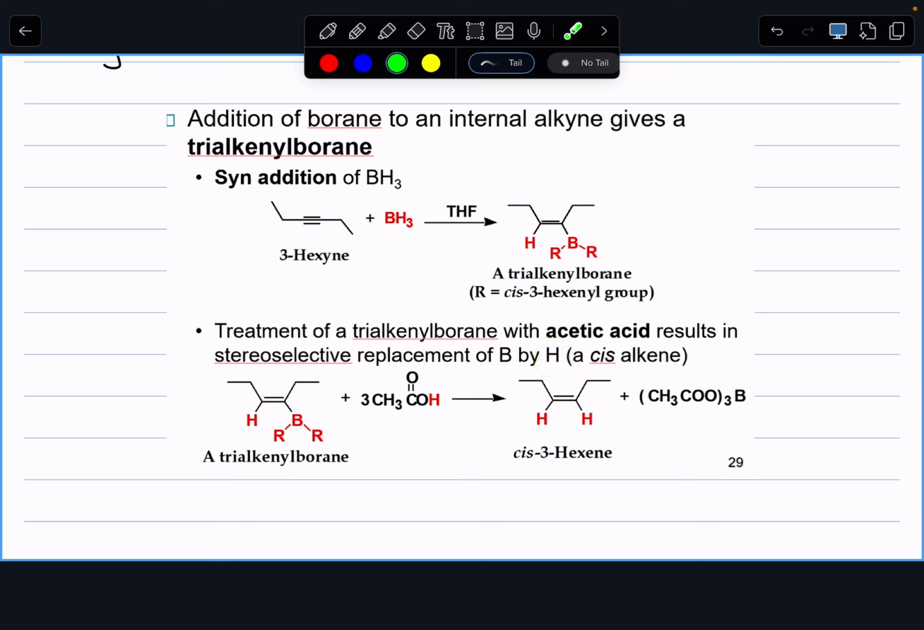So there are two different ways we can transform alkyne into cis alkenes, either using the hydroboration protonolysis or the reduction with Lindlar's catalyst. All right, so two ways to reduce your alkyne into cis alkene. One way to reduce your alkyne into alkane, the fully saturated hydrocarbon, is your H2 and palladium catalyst.